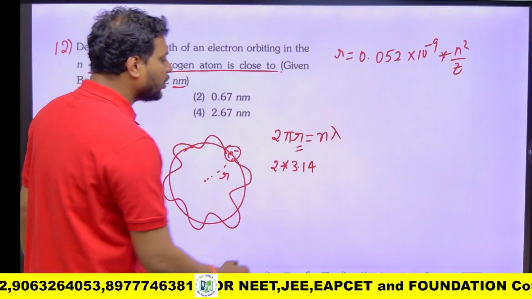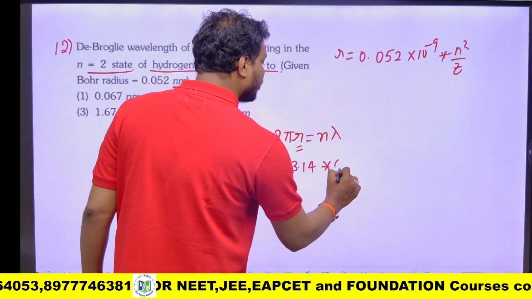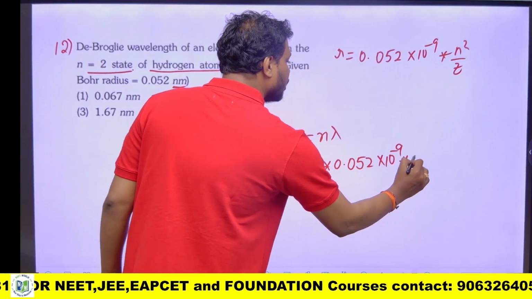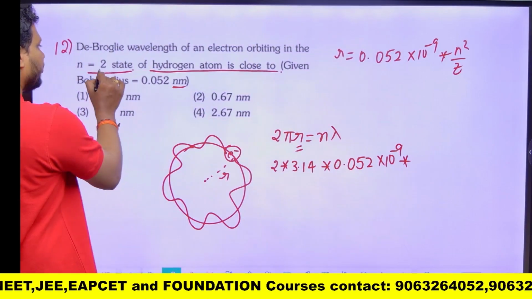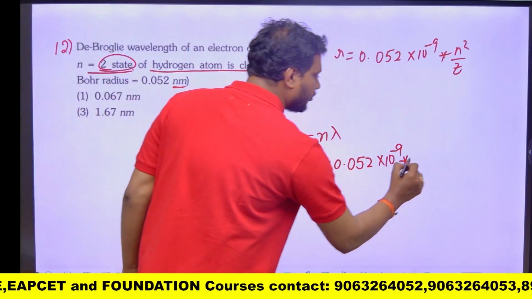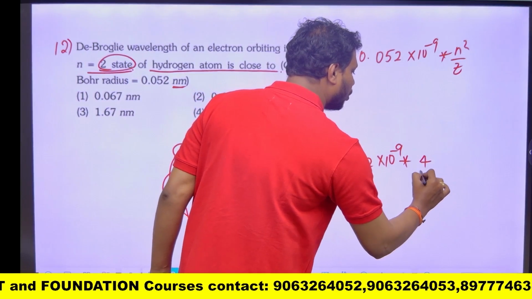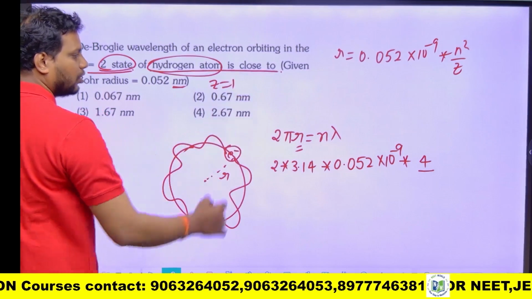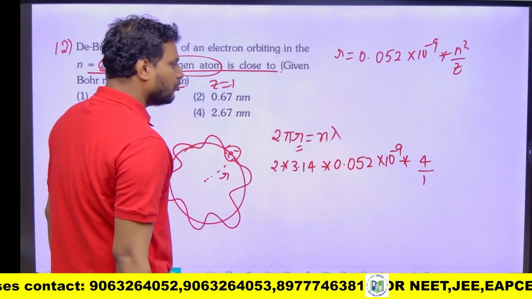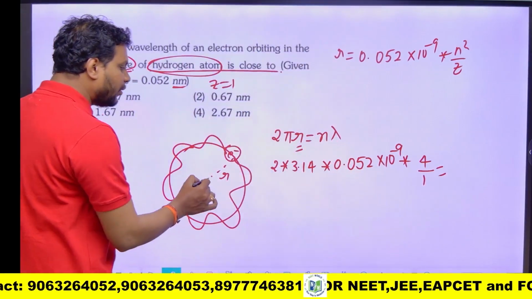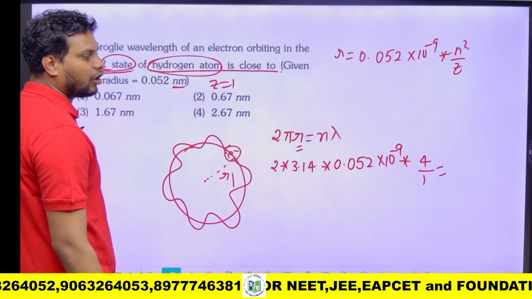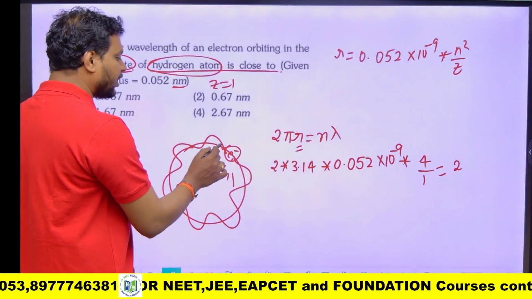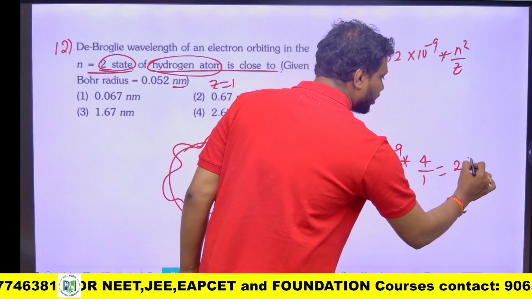Then if I substitute, r is 0.052 into 10 to the power of minus 9. They have given the second orbit, so for the second orbit n square is 4. For the hydrogen atom the proton number is 1, so divided by 1. The electron is revolving in the second orbit, so n equal to 2, and the wavelength is taken as lambda.